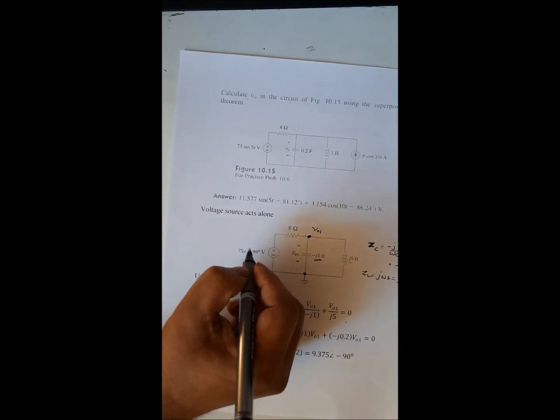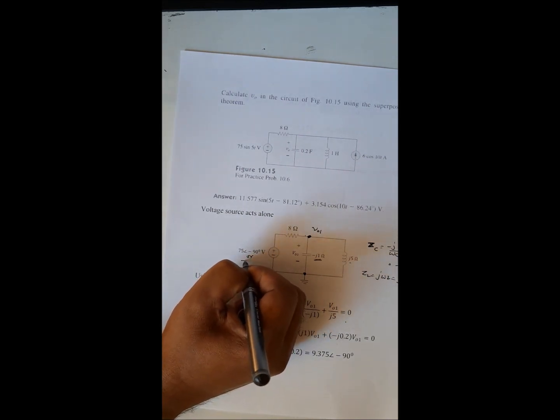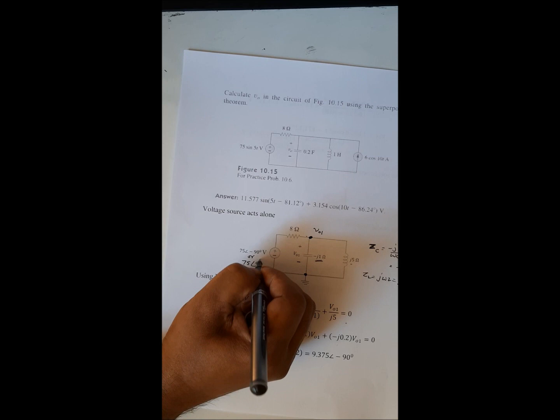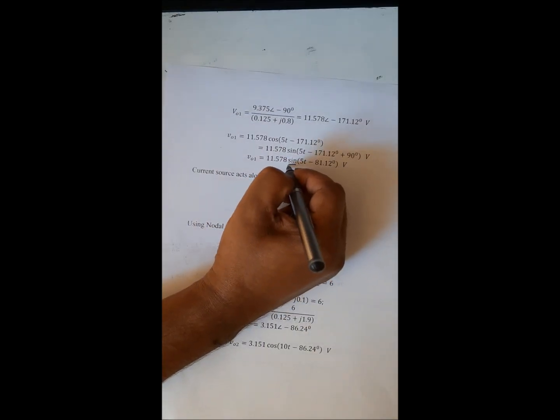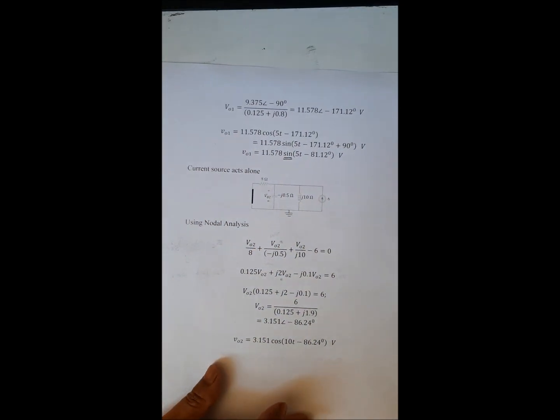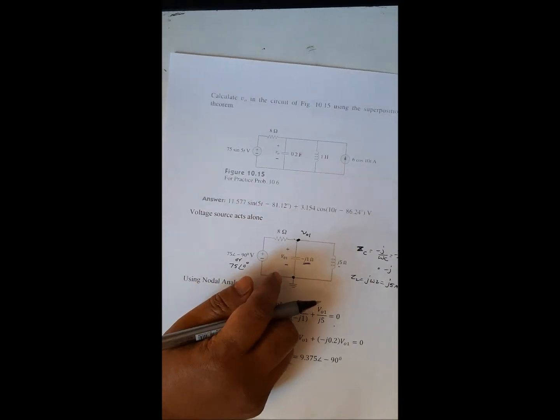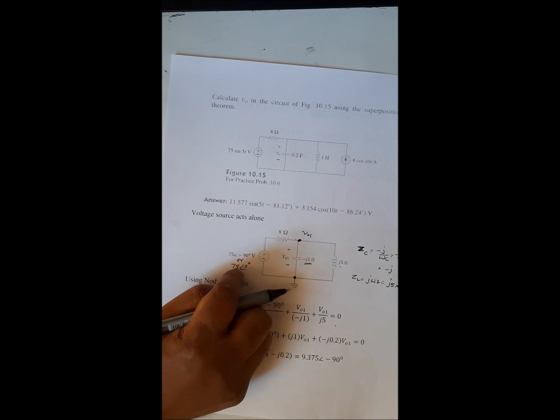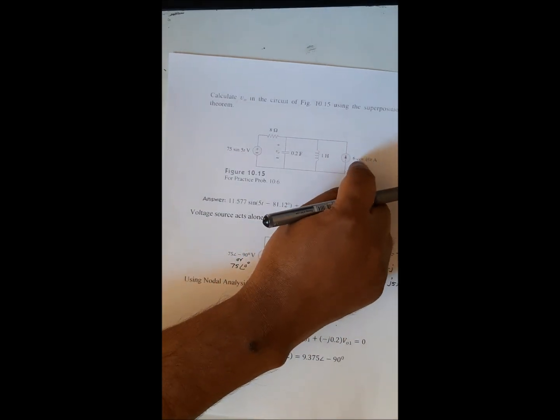If you want to solve this with sine reference, you can also write 75 angle 0 degrees, and then solve the circuit using 0 degrees. Finally, your expression will be right away in terms of sine. So it is not necessary that you always use cosine as a reference. You can use sine as a reference for this source and cosine as a reference for the other source.